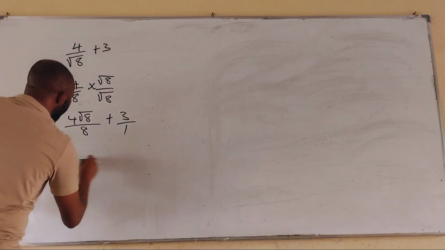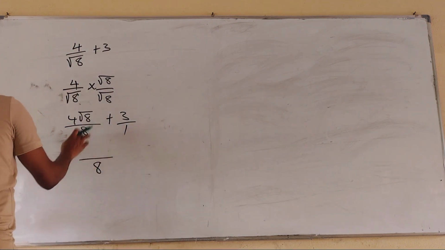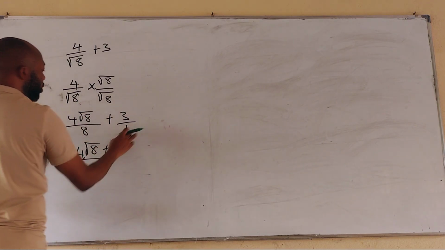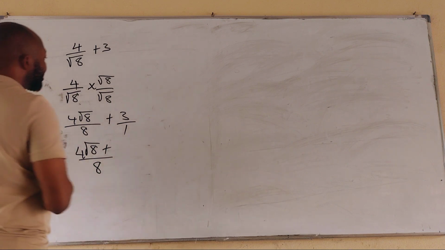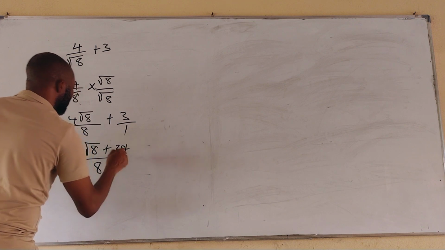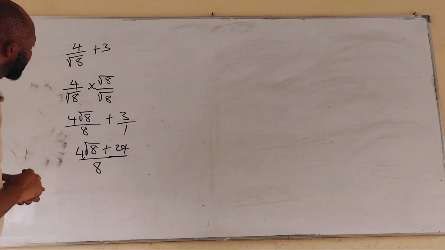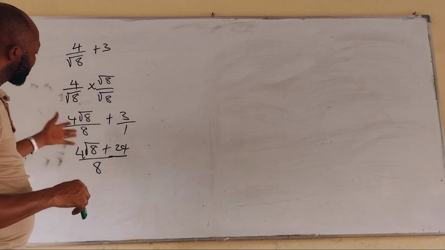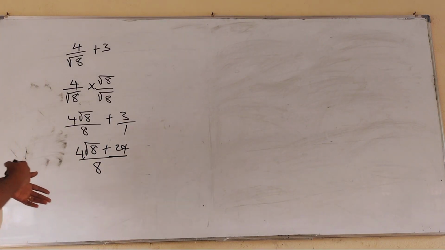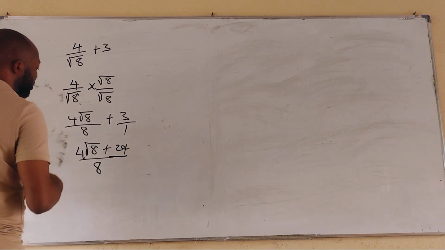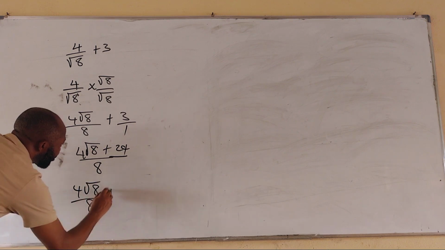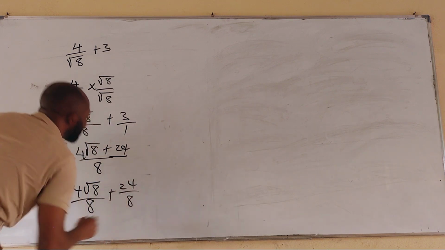Now, the LCM here is 8. 8 divided by 8 is 1 time, and 1 times this is 4 root 8. Plus 1 going into 8, 8 times. 8 times 3 is 24. 3 times 5 is 15, 3 times 6 is 18, 3 times 7 is 21, 3 times 8 is 24. So our answer now becomes 4 root 8 over 8 plus 24 over 8.